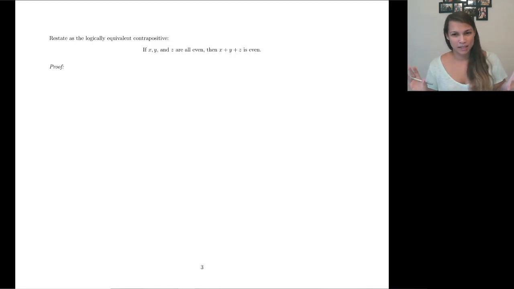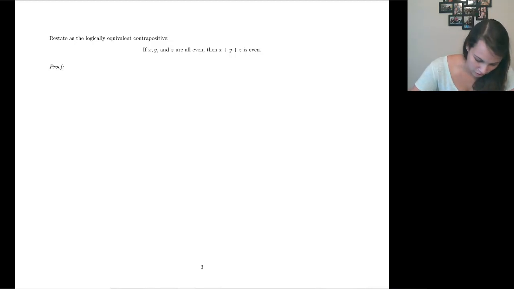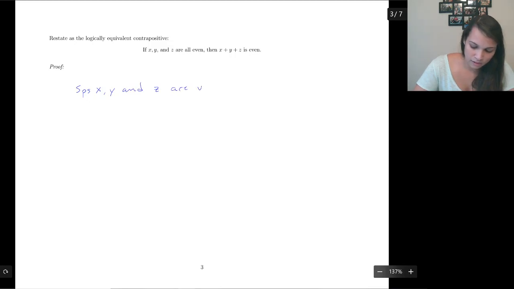We know how to do this. We've played this game before. We just have to find the right k-bar. So let's go ahead and start the search. So we're going to say suppose x, y, and z are even. That means there exist integers j, k, and l such that we can write x equals 2j, y equals 2k, and z equals 2l.